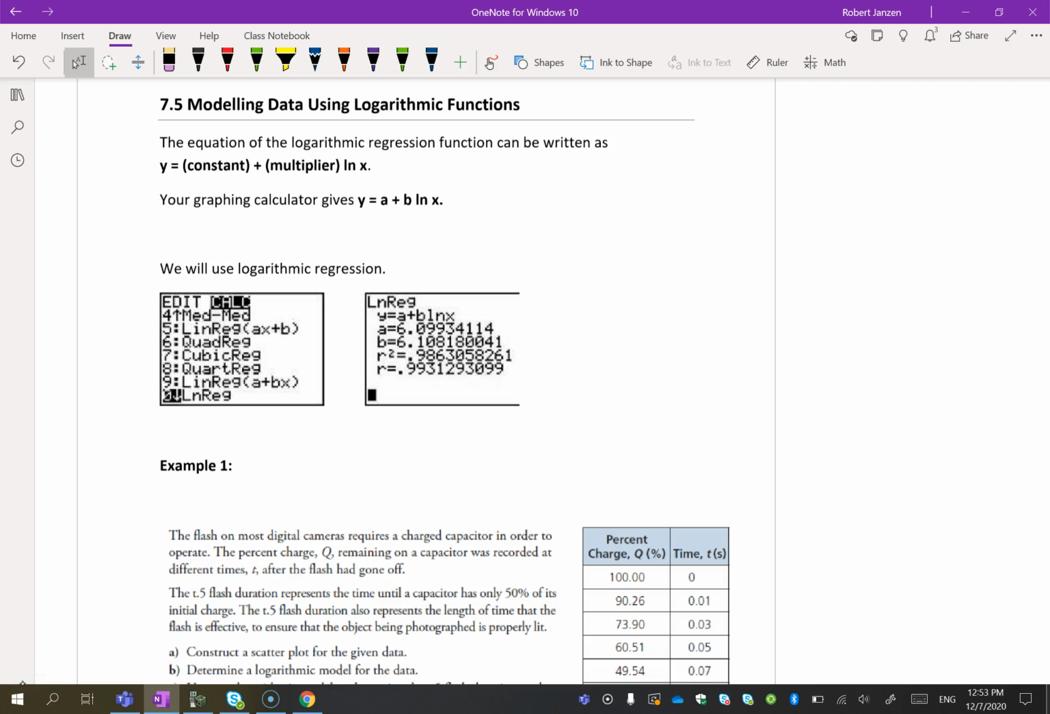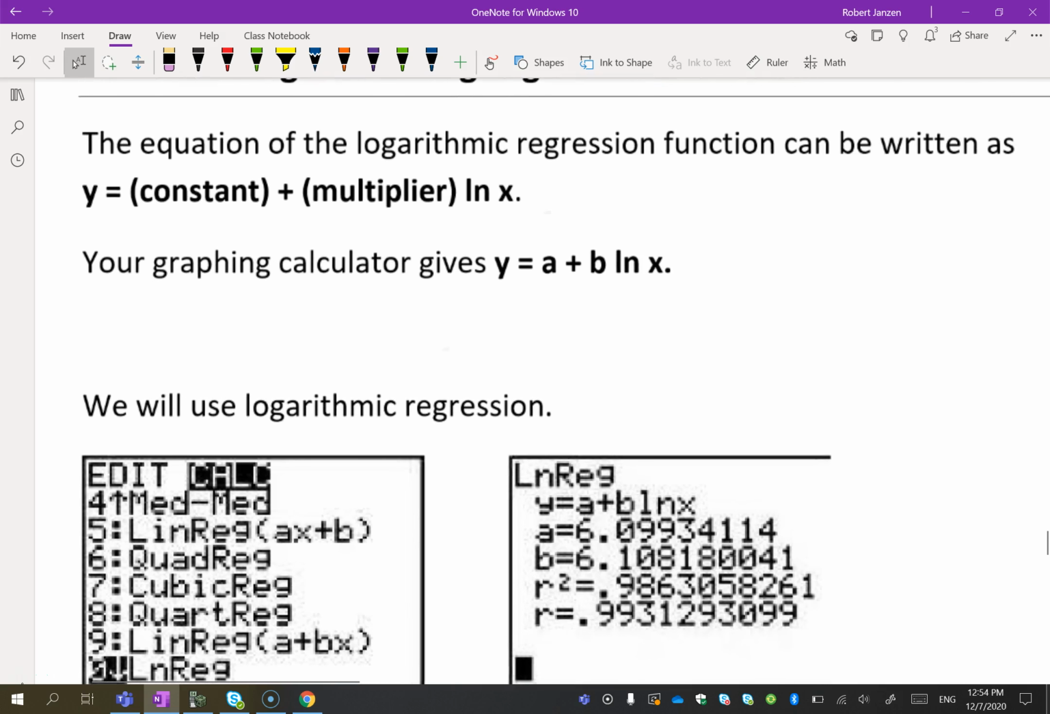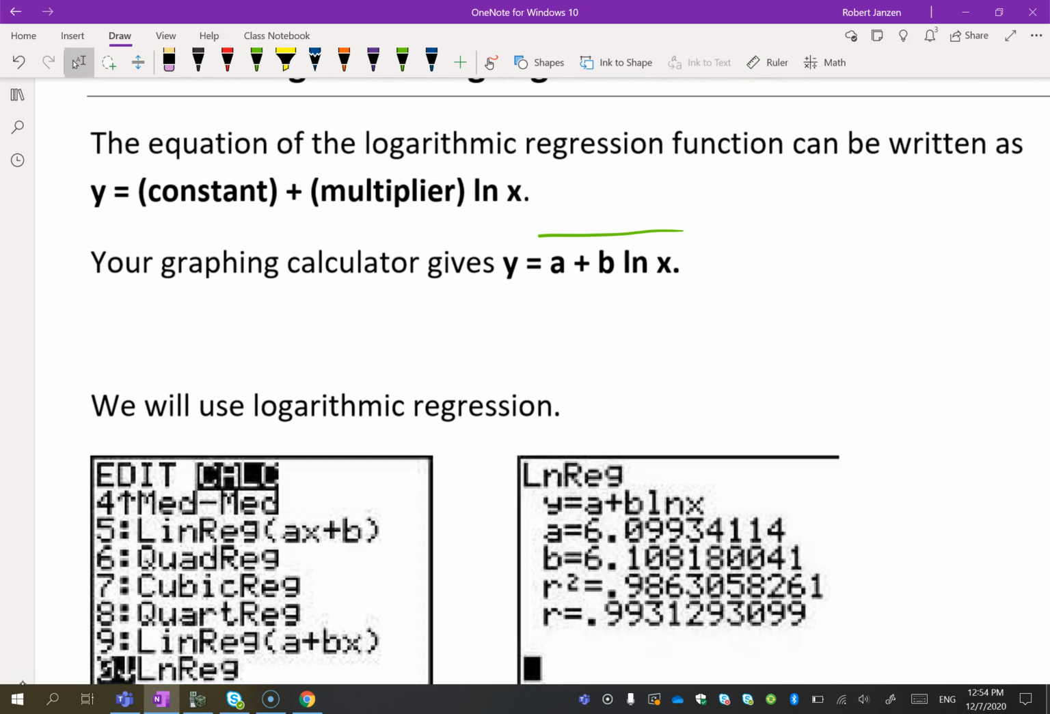Alright, in this lesson we're going to do the same thing we've done many times before, and that's calculate a regression equation. But this time, rather than it being an exponential equation or a cubic equation or quadratic or even linear, it's going to be a logarithmic equation. Okay, and the way it shows up in your calculator is this form.